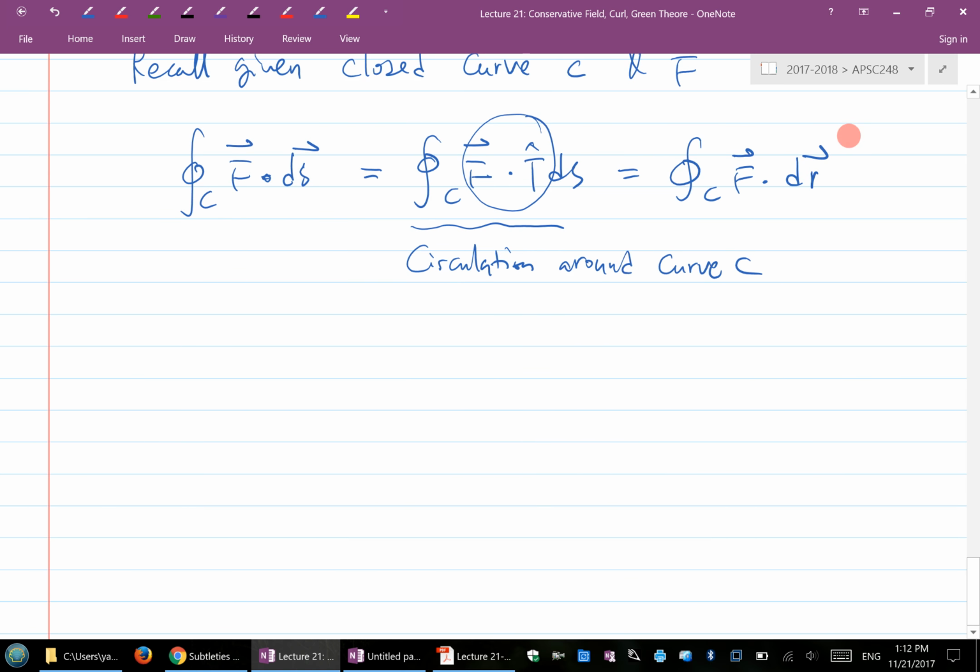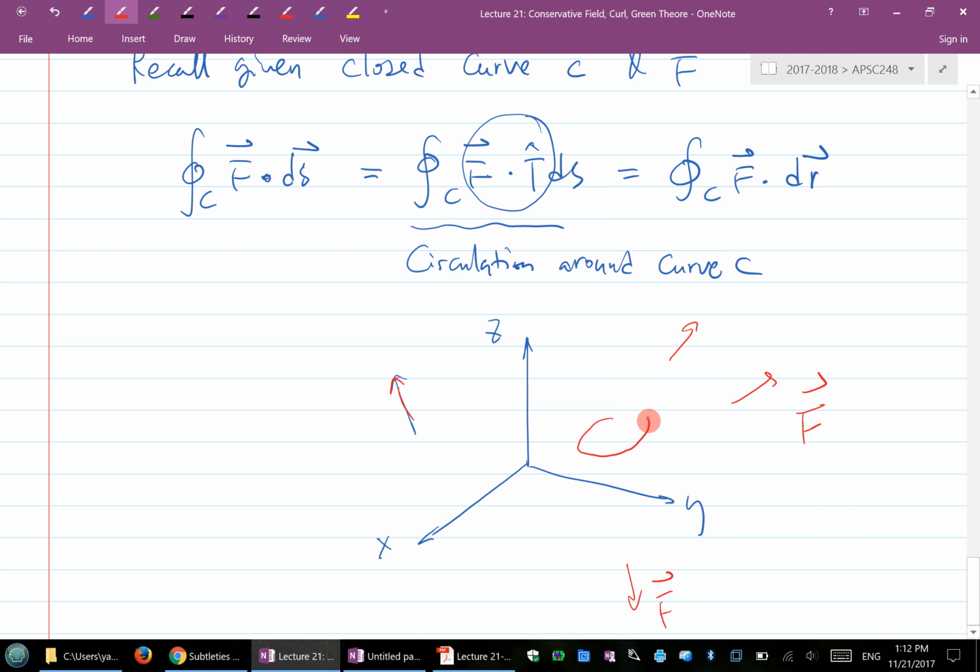So now I'm going to illustrate this curl concept here. Let's put it in a 3D perspective, and we have a vector field. Not sure how it looks, but there is definitely a certain distribution of vectors in this field. So what we're going to do is pick a very small area encircled by a curve C. So this is your curve C here.